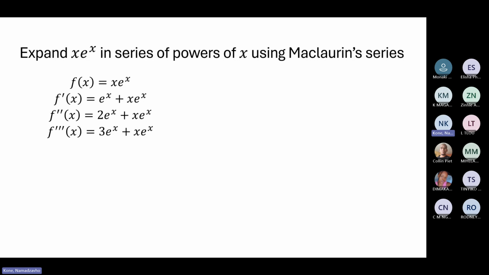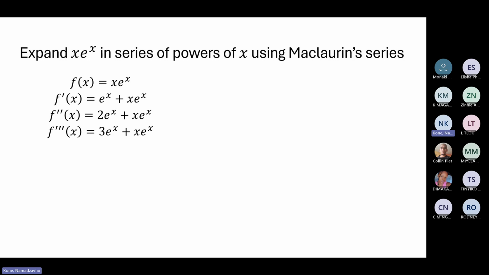Now, in your textbook, when they write the fourth derivative, they use Roman numerals. So it will be f iv on top for the fourth derivative of x. So it will be 4e to the power of x plus x e to the power of x. If you go to the fifth derivative, it will be f with a v representing 5 in Roman numerals, of x. Then it will be 5e to the power of x plus x e to the power of x. So you can go on and on with these derivatives, but I will stop here.